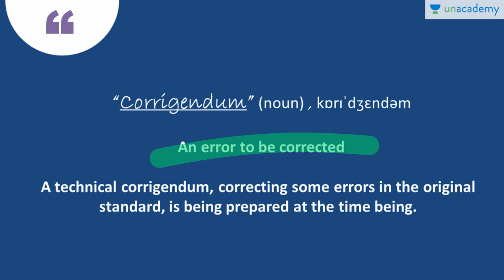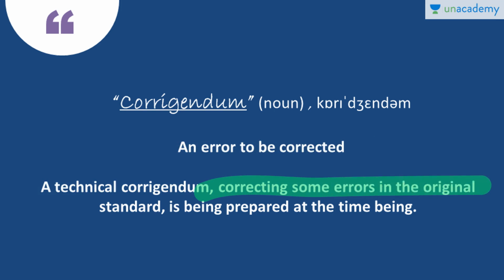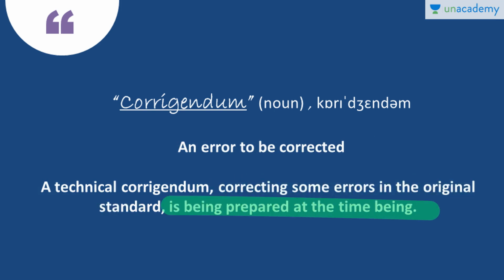Now we can have any number of errors in any document, any file, any code which you have. All those errors which are to be corrected are considered corrigendum. For example, I have a sentence: a technical corrigendum correcting some errors in the original standard is being prepared at the time being. We just went through the original standard of some document and found a lot of errors. So now what is being done? A technical corrigendum is being prepared.